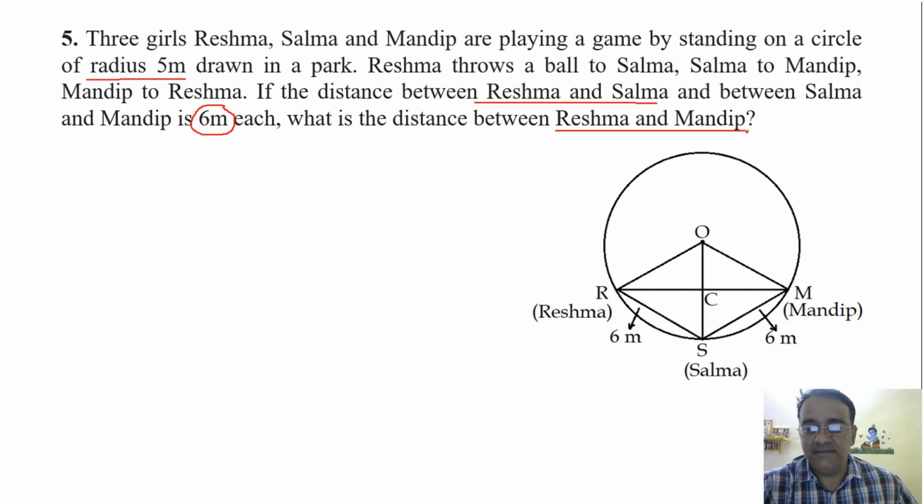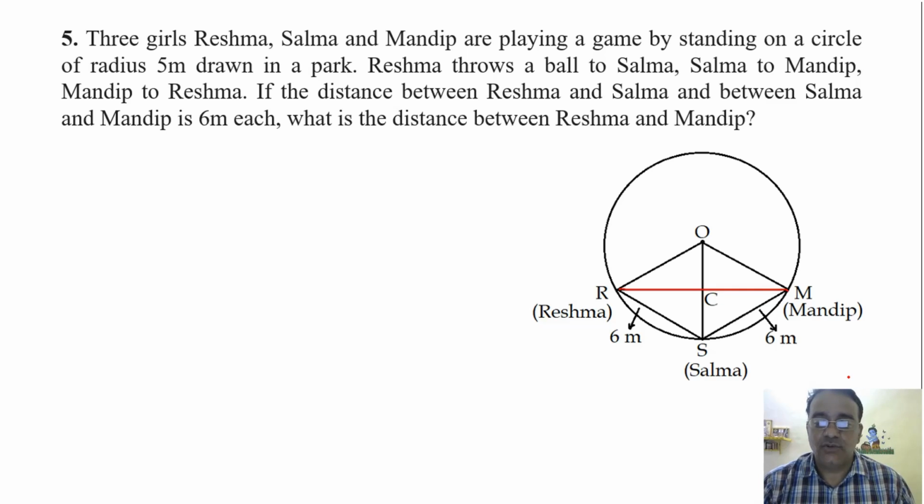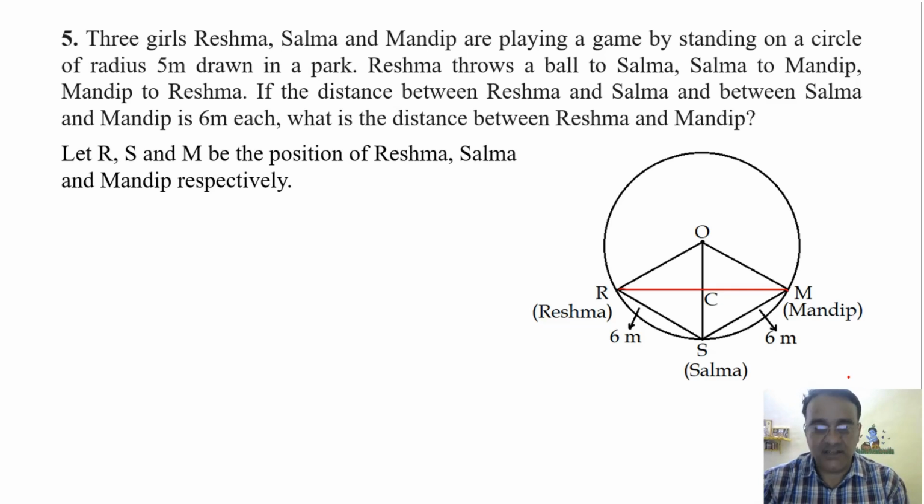So this is the diagram. R is the position of Reshma, S is the position of Salma, M is the position of Mandeep. And the distance between R, S, that is Reshma and Salma, and Mandeep and Salma, is given as 6 meter. So whether the diagram is clear? Yes, sir. And we need to find the distance between Reshma and Mandeep, that is RM we have to find. So we'll start with the solution. Let R, S, M be the position of Reshma, Salma and Mandeep respectively.